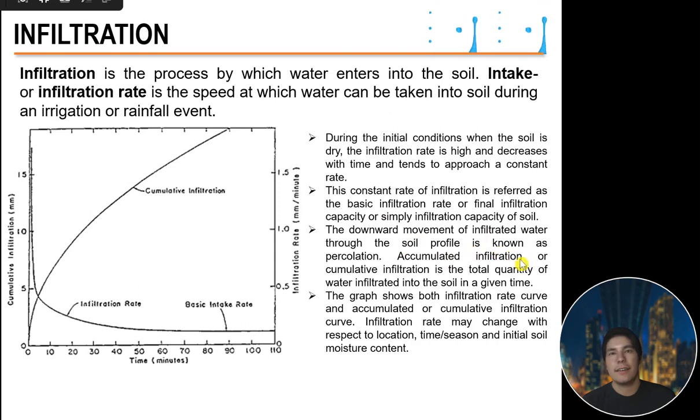The accumulated infiltration or the cumulative infiltration is the total quantity of the water infiltrated into the soil in a given time. The graph shows both the infiltration rate curve and the accumulated or cumulative infiltration curve. Infiltration rate may change with respect to the location, the time or season, and the initial soil moisture content.